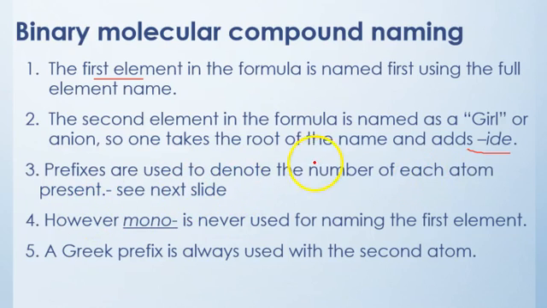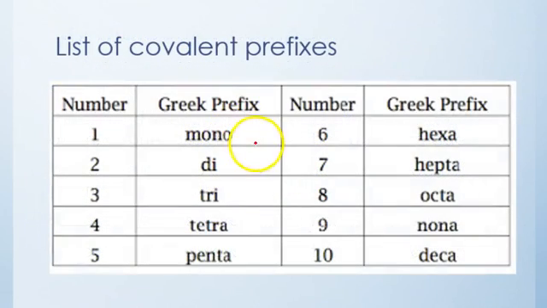I'm going to show you the prefixes on the next slide. However, mono is never used as a prefix for the first element. The first element does not get the prefix mono. However, every second element will get a prefix, even if the prefix is mono. Here are the prefix lists: 1 means mono, 2 di, 3 tri, 4 tetra, 5 penta, 6 hexa, 7 hepta, 8 octa, 9 nona, 10 deca.